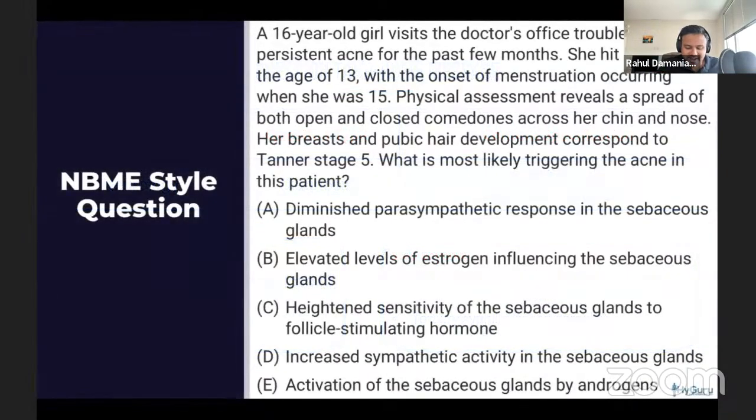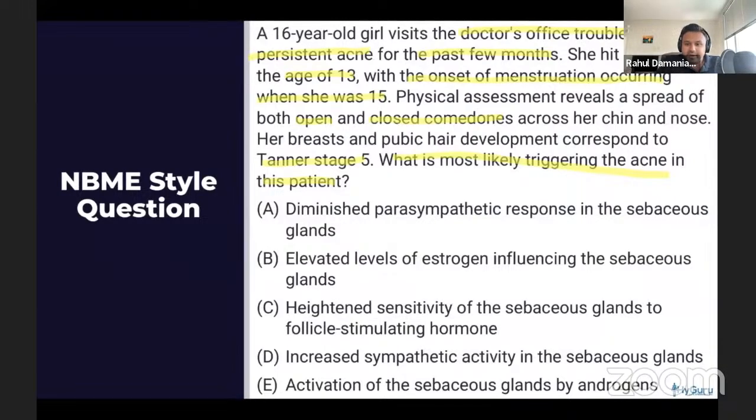All right. Next question. What is the most likely trigger for the acne in this patient? A 16-year-old girl visits the doctor's office troubled by persistent acne for the past few months. She hit puberty at the age of 13, with the onset of menstruation occurring when she was 15. Physical assessment reveals a spread of both open and closed comedones over her chin and nose. Her breast and pubic hair correspond to Tanner stage 5. What is the most likely trigger for the acne in this patient?